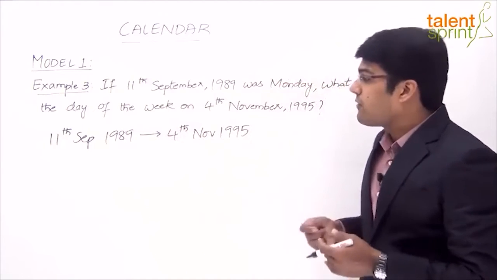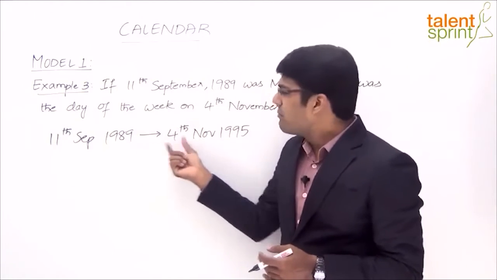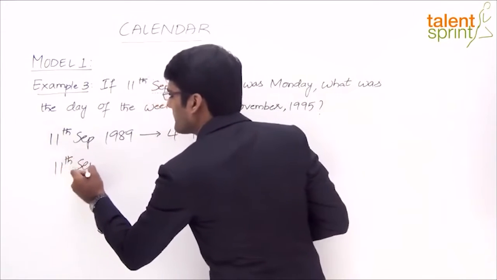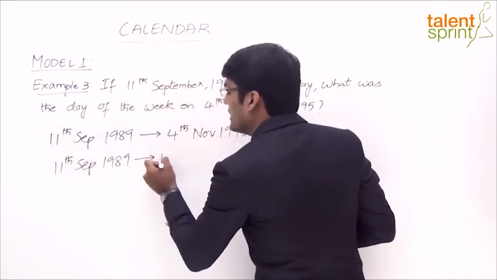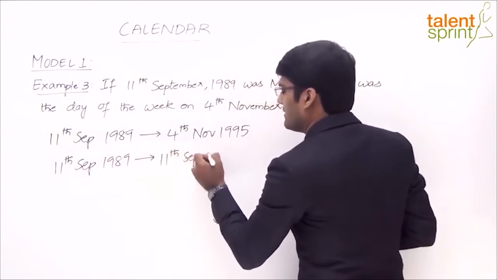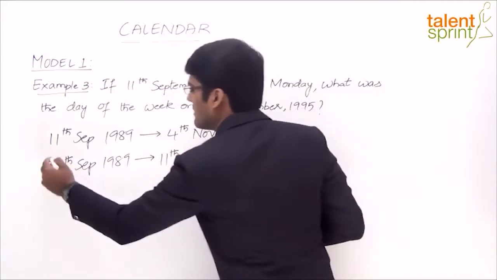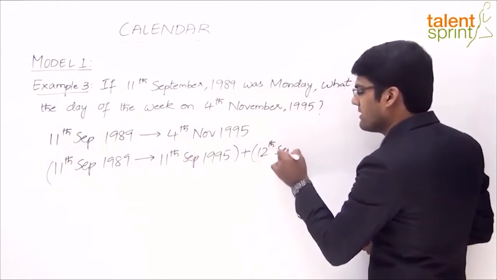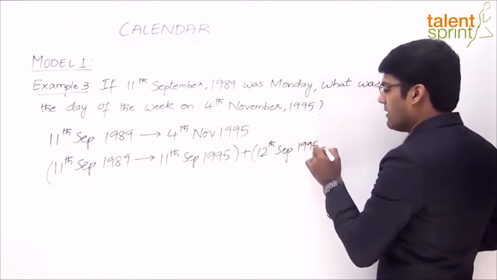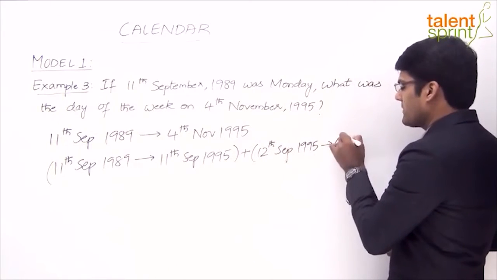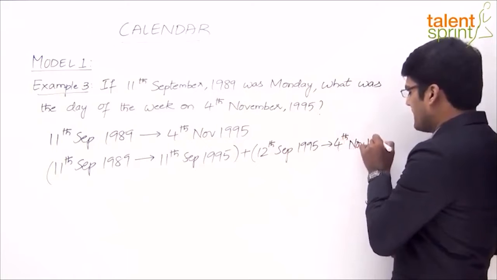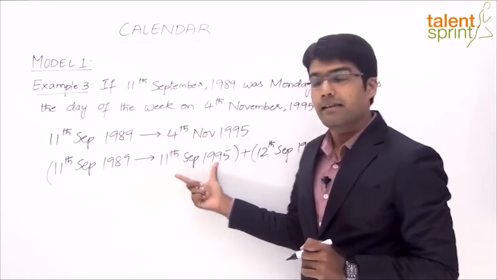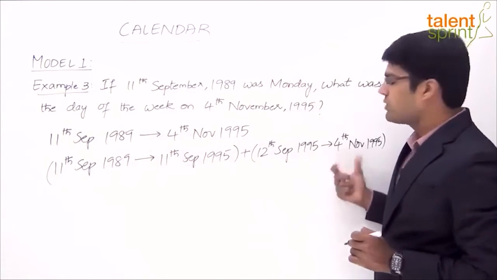Now an easier way of finding out the number of odd days here would be to break up the period, right? So let us break it up as 11th September 1989 to 11th September 1995, plus from 12th September 1995 to the given date, that is 4th November 1995. So we have split the given period as 11 September 1989 to 11 September 1995, and then from 12 September 1995 to 4th November 1995.